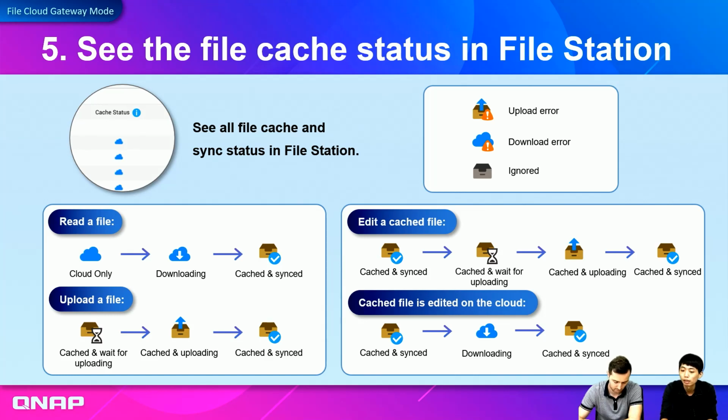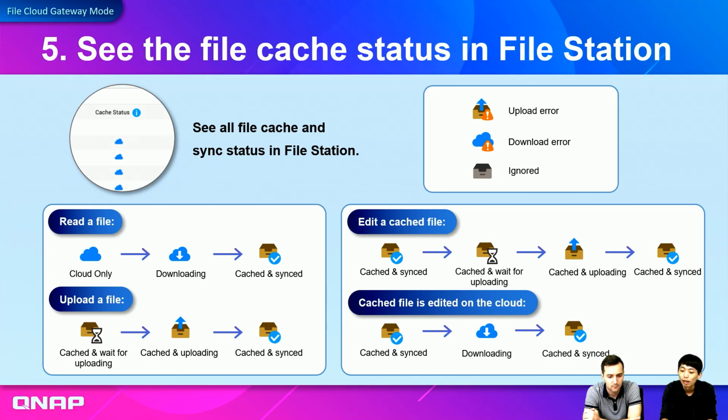And if you edit the cache file, the scenario we just mentioned before, where the file was already cached and synced, then after you edit it, we need to upload it again. So the status will be wait for uploading, and the next is uploading. And after uploading, it will go back to cache and sync. At this time, the data on the cloud will be a new version.